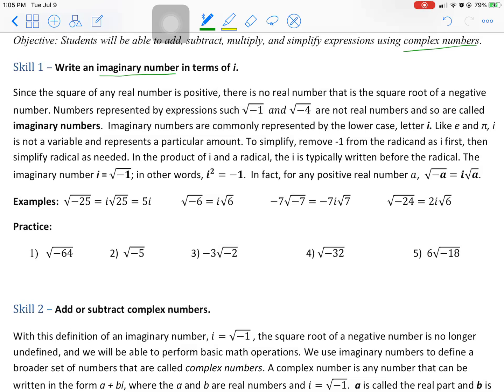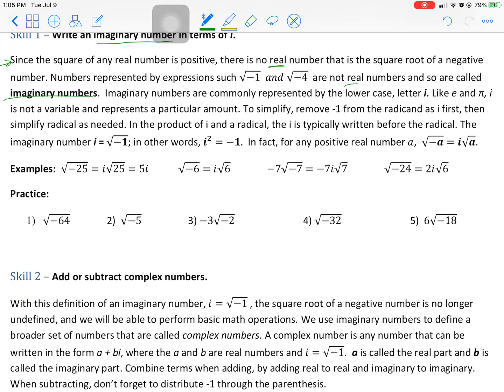Write skill 1, write imaginary numbers in terms of i. All right, right here. Since the square of any real number is positive, there is no real number that is the square root of a negative number. For example, if you put in your calculator, what is the square root of -1? It's going to come up as error, okay? What is the square root of -4? It's going to come up as error. They're not real numbers, okay? They are imaginary numbers. So this is another type of number that has come up through need here.